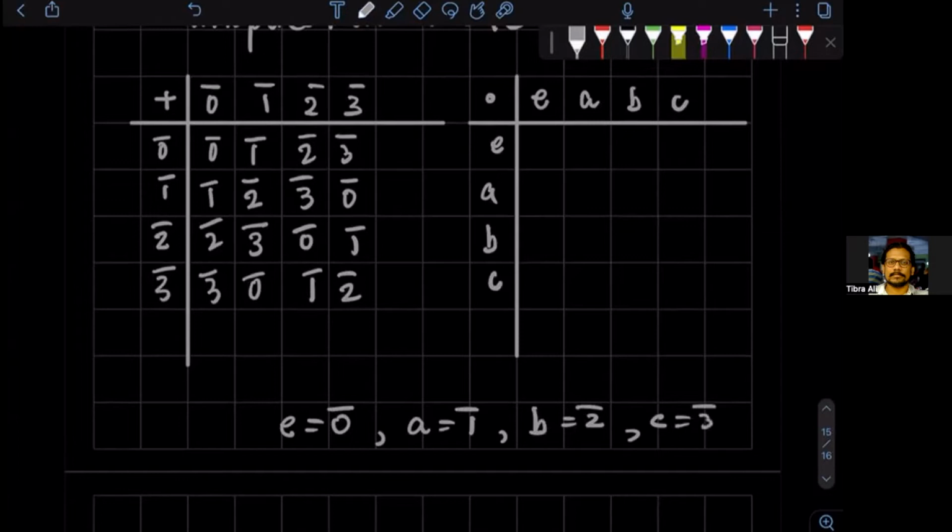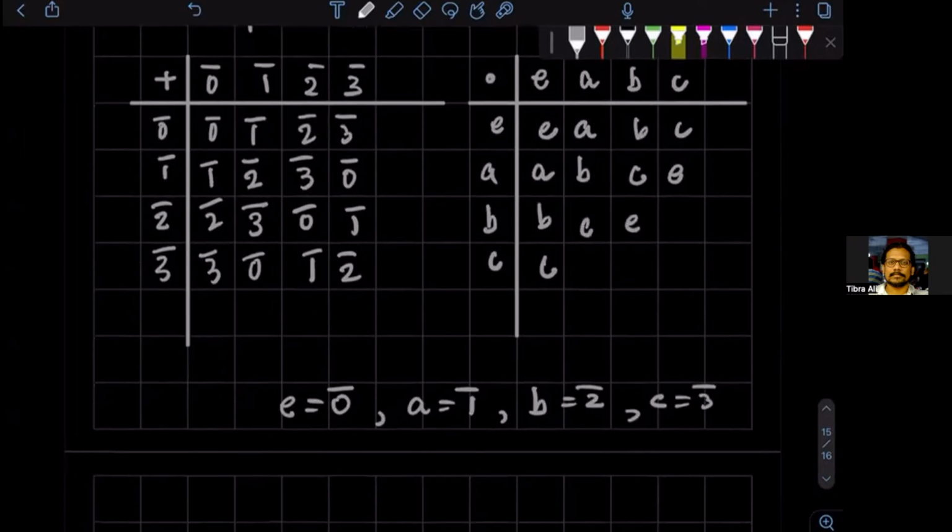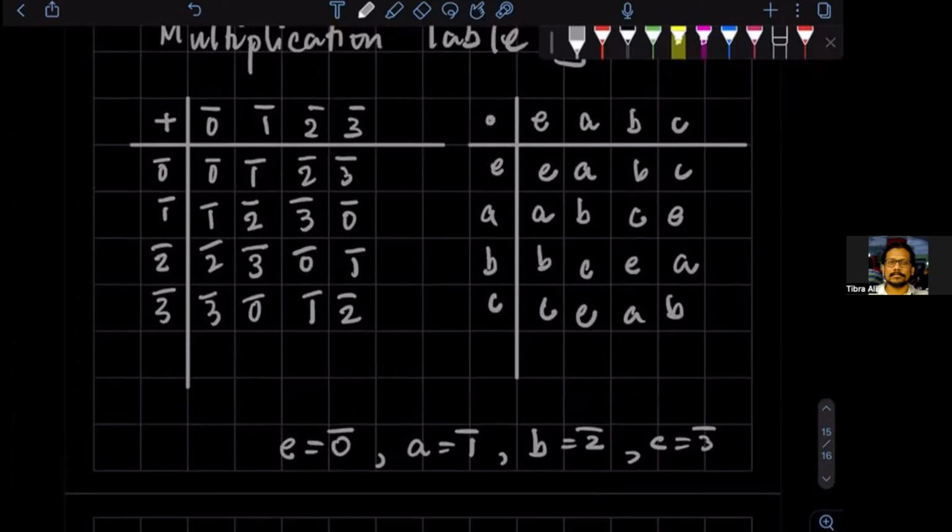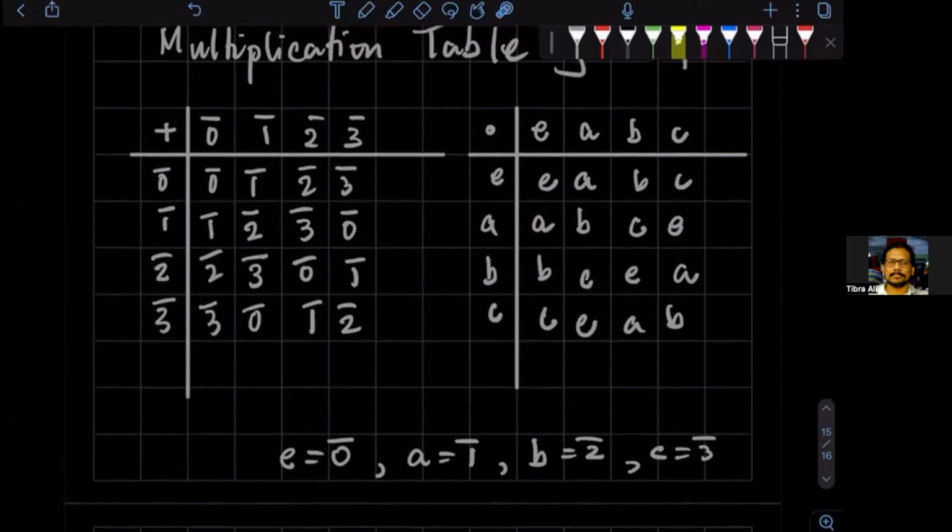Then we have essentially E, A, B, C, E, A, B, C. And here we have B, C, E, A, C, E, A, B. So each row is essentially a cyclic permutation of the one before. And of course, incidentally, you can observe that none of the rows are repeated, right? The ordering of every row is different. So this is the multiplication for Z4.